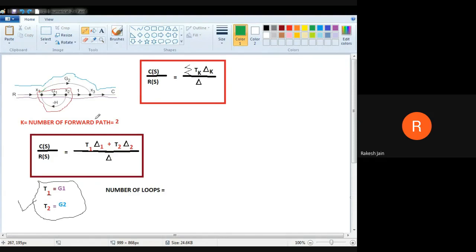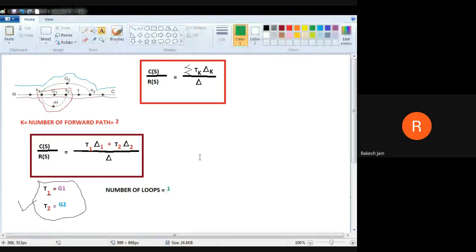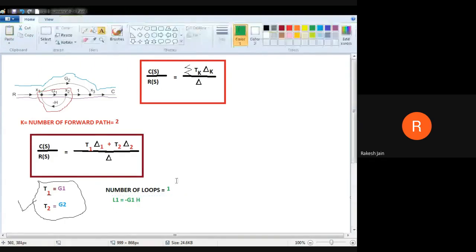So there exists only one loop, the number of loops is 1. Only one loop exists there, okay. And now the next step is to write down the loop gain. Because there is only one loop, L1 is there, and what is the gain? Minus G1H, because G1 is with positive sign but H is with negative sign, so when we multiply these two gains, minus G1H is my loop gain, okay.